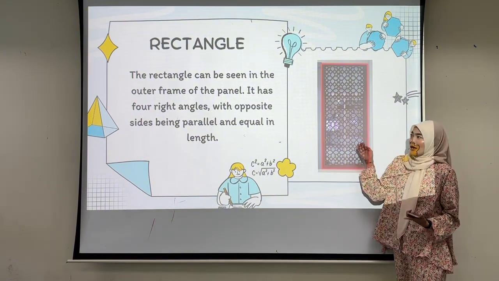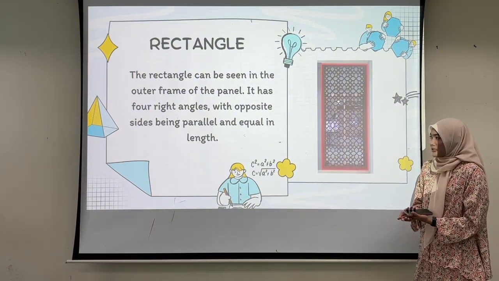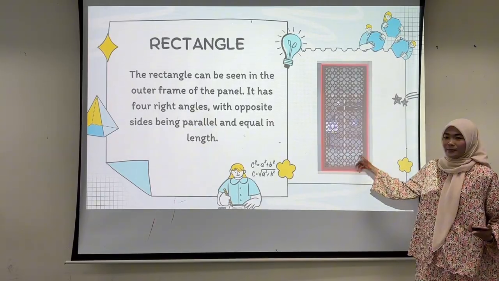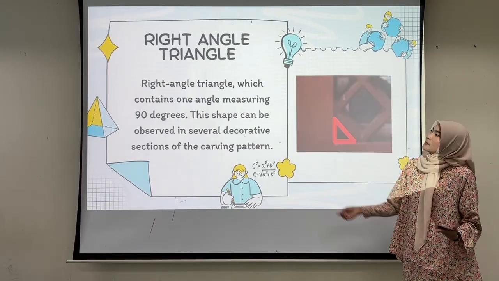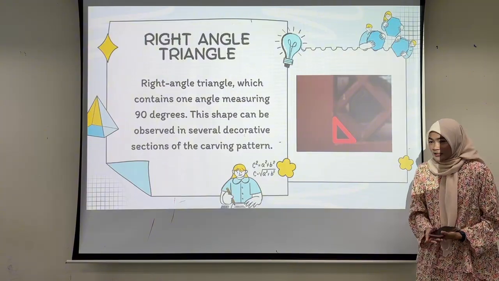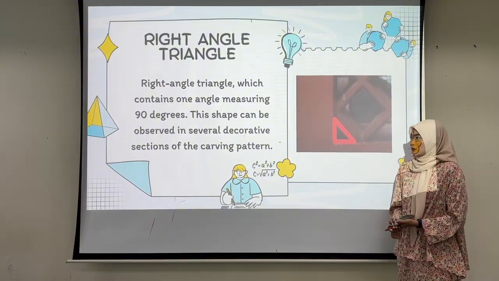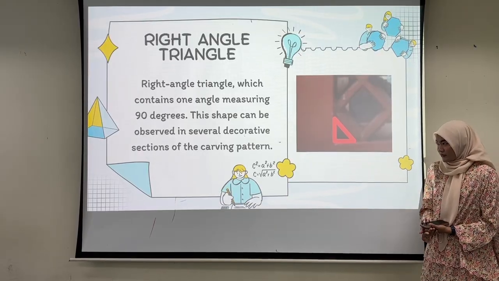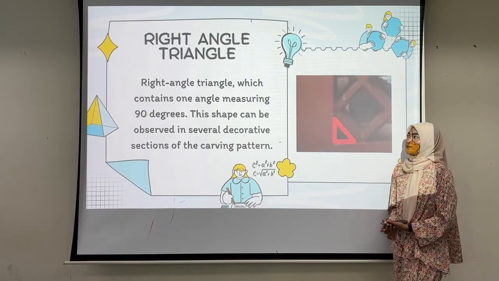First one, we have rectangle. The rectangle can be seen in the outer front of the panel. It has 4 right angles with opposite sides parallel and equal in length. Second, we have right angle triangle, which consists of one angle measuring 90 degrees. This shape can be observed in several decorative sections of the carving pattern.